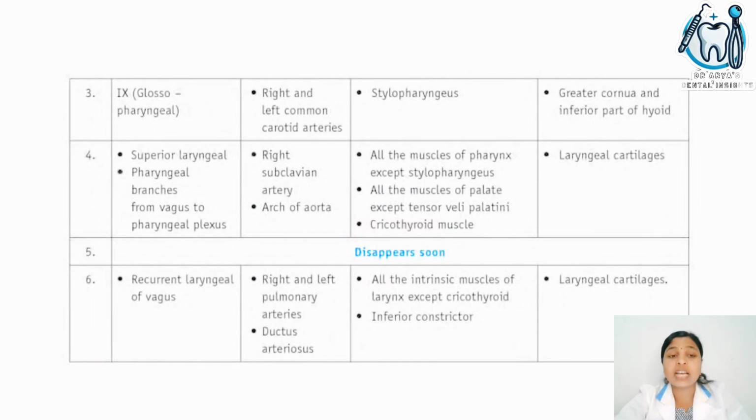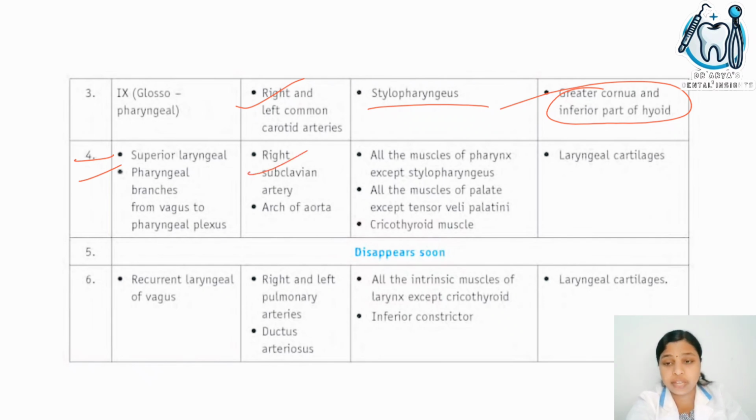Then third arch, the nerve is glossopharyngeal nerve, that is ninth cranial nerve. Here right and left common carotid arteries, and it supplies the muscle stylopharyngeus. And the skeletal components are greater cornu and inferior part of hyoid bone. Then fourth arch, it is superior laryngeal and pharyngeal branches from vagus to pharyngeal plexus, right subclavian artery and arch of aorta. All the muscles of pharynx except stylopharyngeus, because stylopharyngeus is supplied by glossopharyngeal nerve.